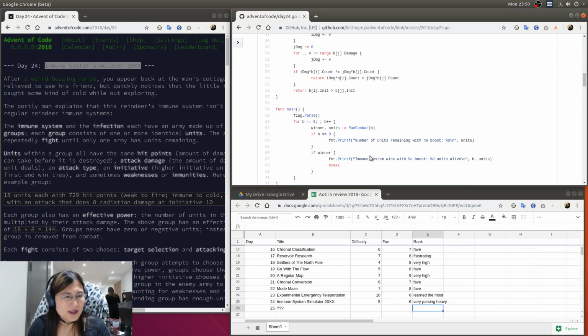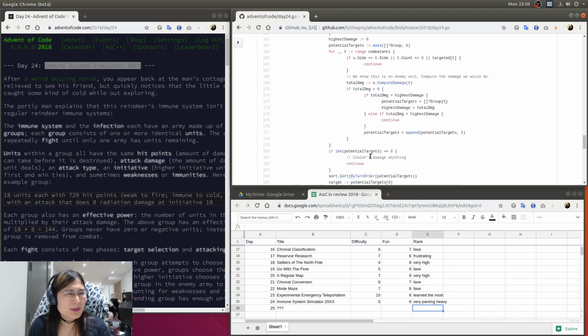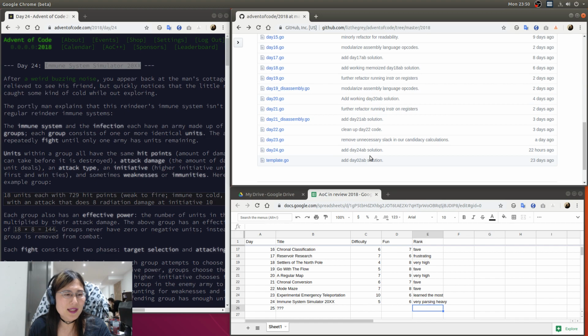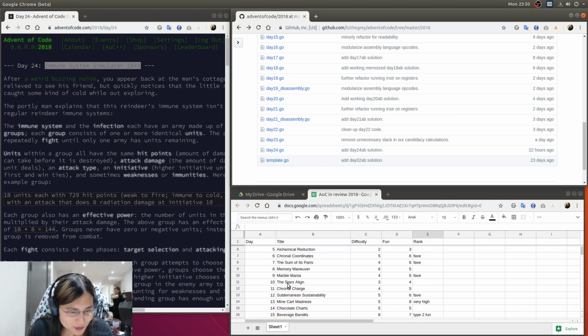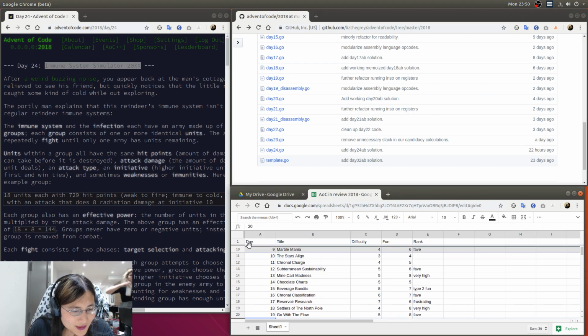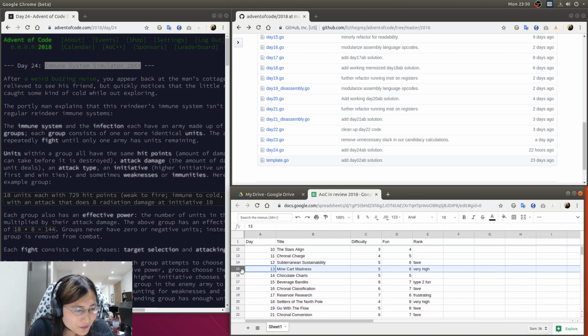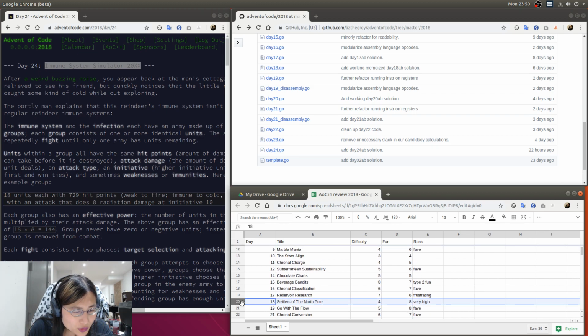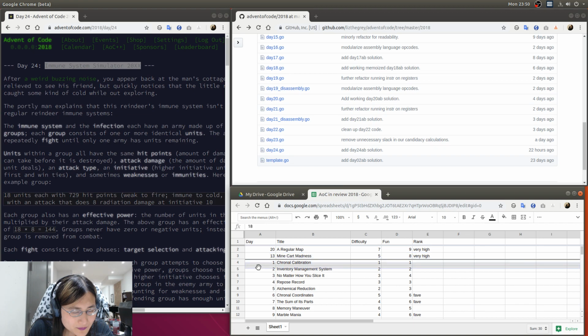So, that's my assessment of all of the 24 puzzles that we've seen so far. And if I were to rank them by which ones were my favorite, I would definitely put day number 20 pretty high up there. I would put day number 15 probably very high up there. And then I would also put day number 20 pretty high up there.